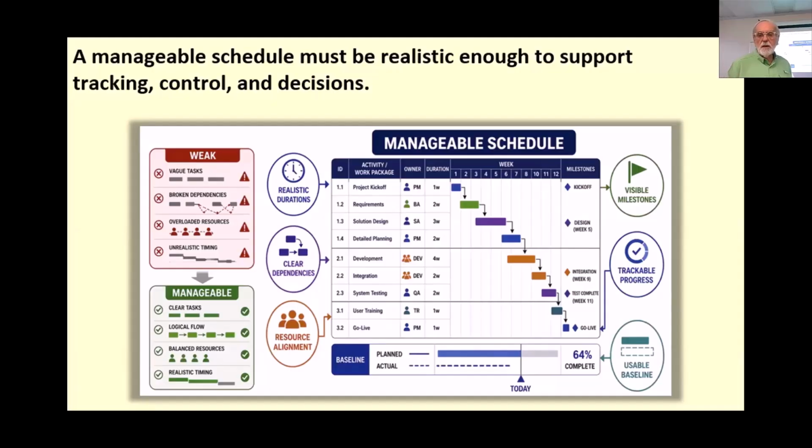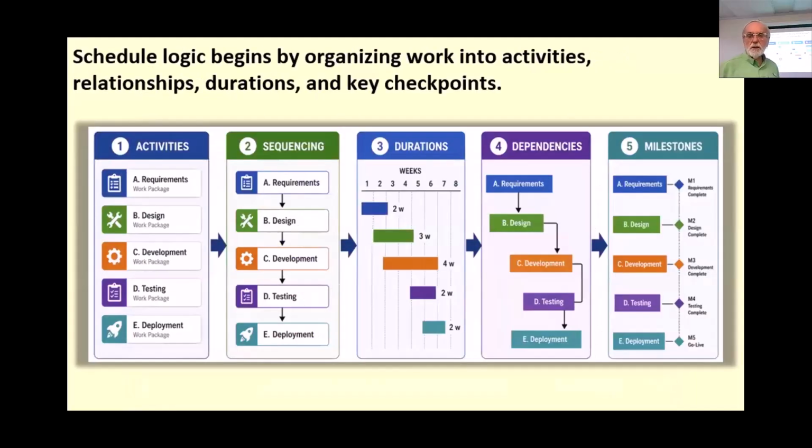A manageable schedule gives the project manager something better than a timeline. It's a credible execution framework for tracking work, identifying variance, making adjustments, and communicating progress with confidence. So it gives you the ability to report out with confidence that you're actually tracking against a good plan. Schedule logic begins by organizing the work into activities, relationships, durations, and key checkpoints. A schedule doesn't begin as a finished timeline. It begins by organizing the work into a set of logical components that can later be scheduled and managed.